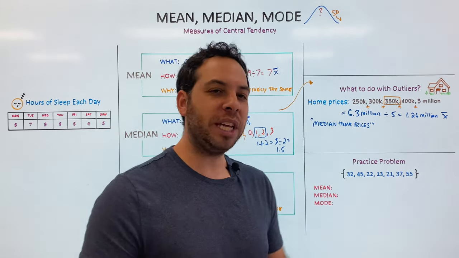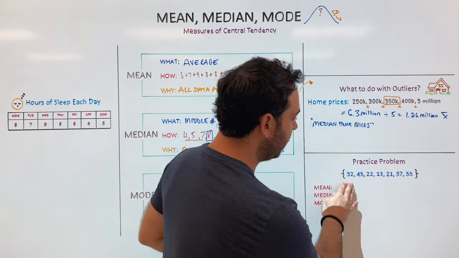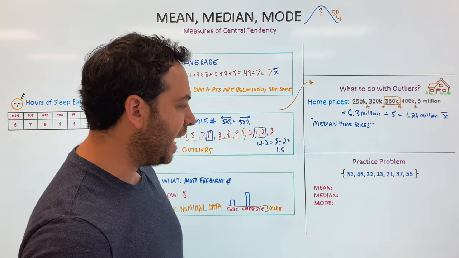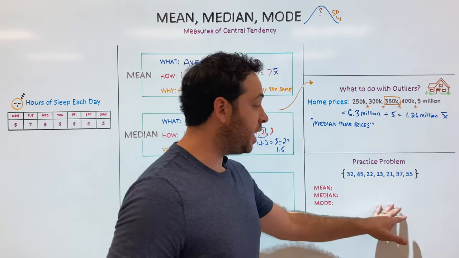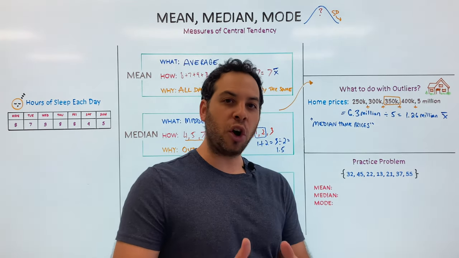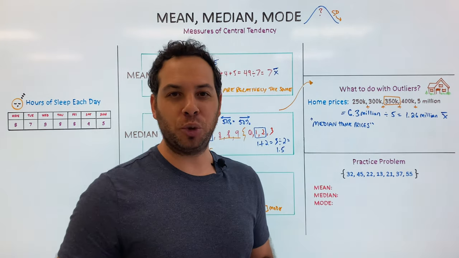All right, guys, before you leave, I do have a practice problem for you, and here is our data set. Your responsibility is to try to find the mean, the median, and the mode. Now, I'm not gonna give you the answer here, but if you scroll down in the description box, you'll find the answer. So try it at home, see what you come up with, and compare it to the correct answers.